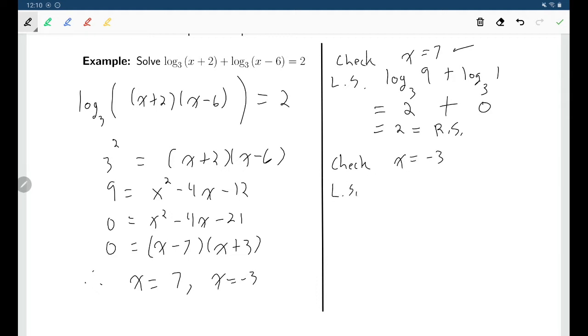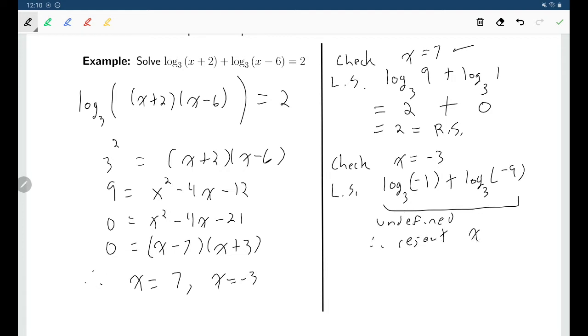And if we put it into the left side of our equation, we run into a problem right away, because if we put in negative 3 for x, you'll have log base 3 of negative 3 plus 2, and log base 3 of negative 3 minus 6, and both of those happen to be undefined. And since they're undefined, that means we can't have the left side equal to the right side. So in other words, we must reject x being negative 3, so that the only solution happens to be positive 7.